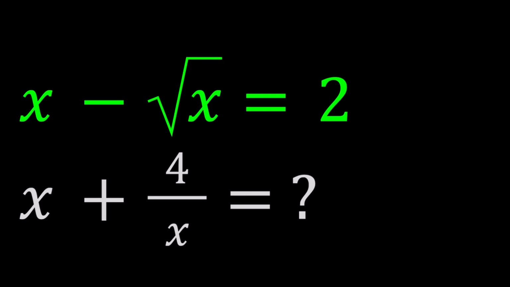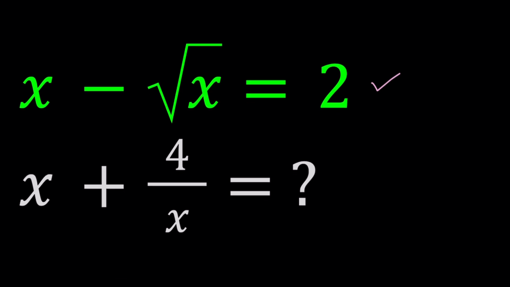Hello everyone. In this video, we're going to be simplifying an expression based on another expression. So we're given that x minus square root of x is equal to 2. And based on these values of x, we're going to evaluate x plus 4 over x. And how do we do that? Can we solve for x? We'll give it a try.